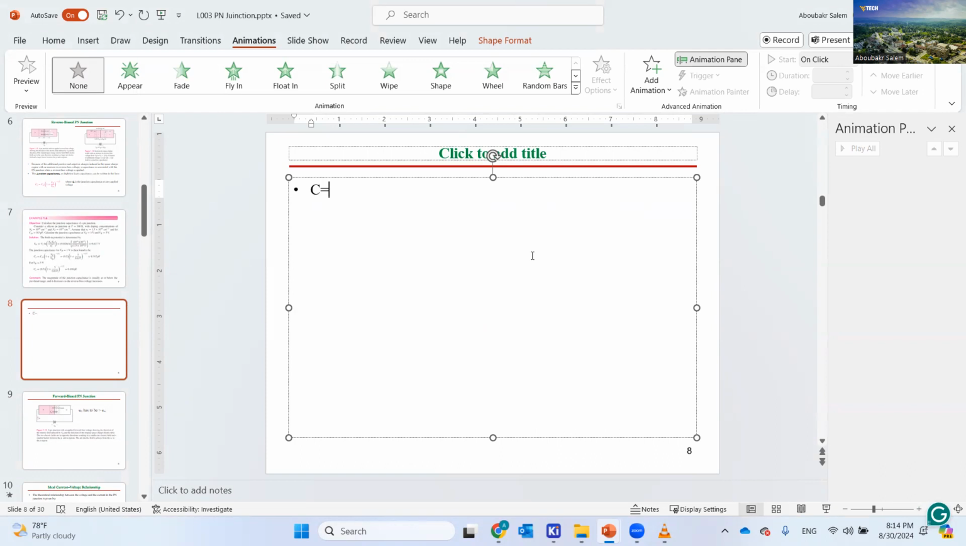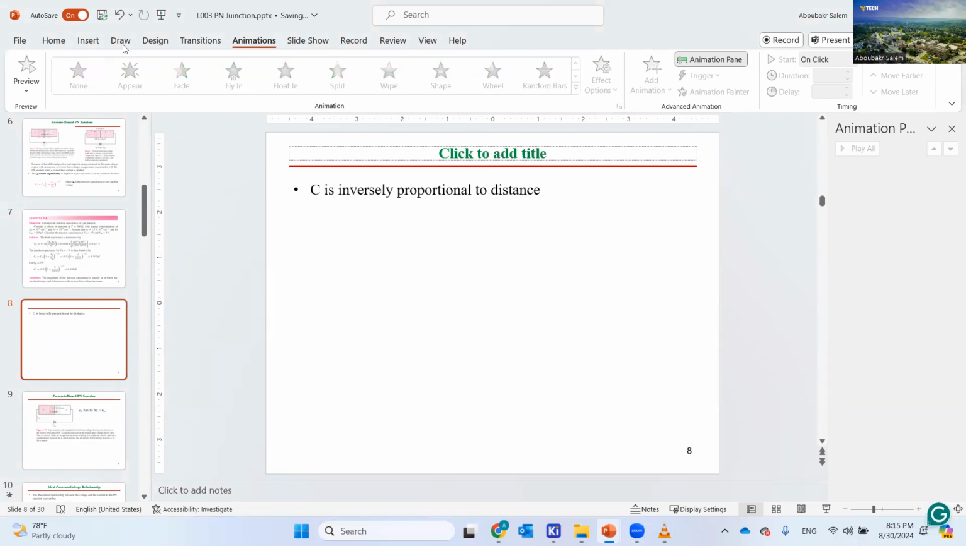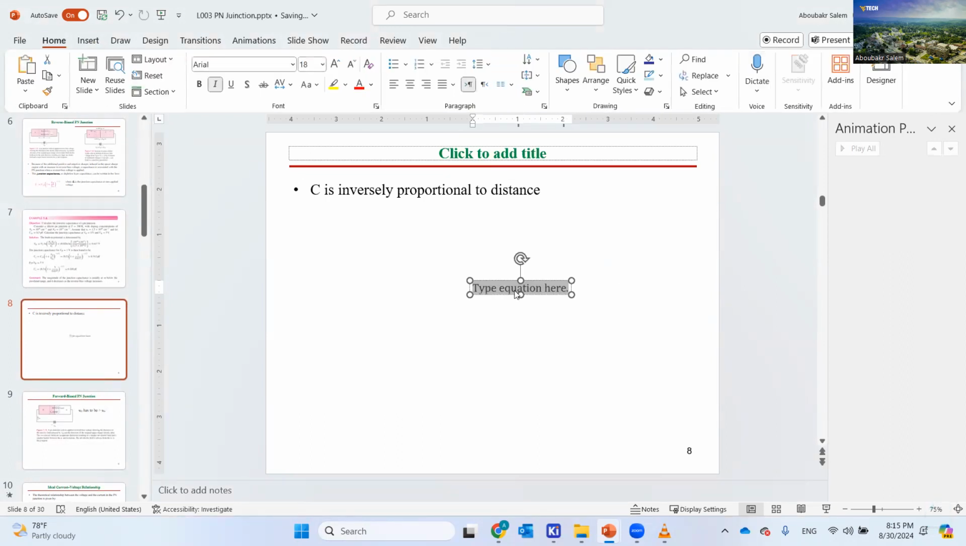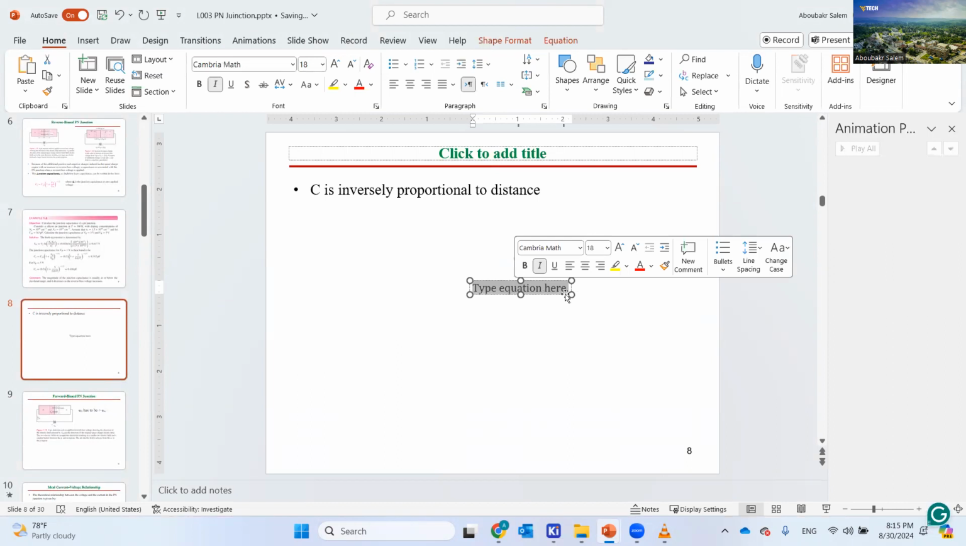It's not easy to write this here for the time being, but the relation between C and distance: C is inversely proportional to distance. I think we can insert the capacitance relation here. So insert equation.